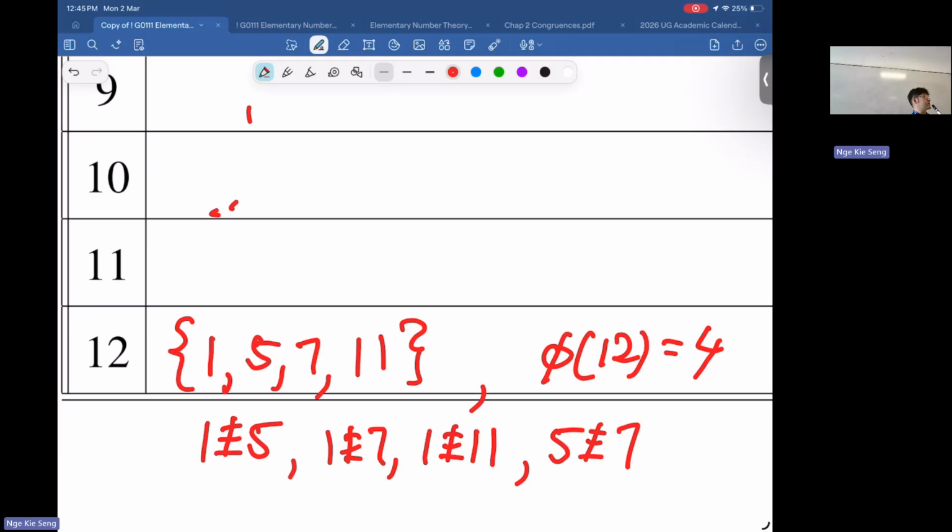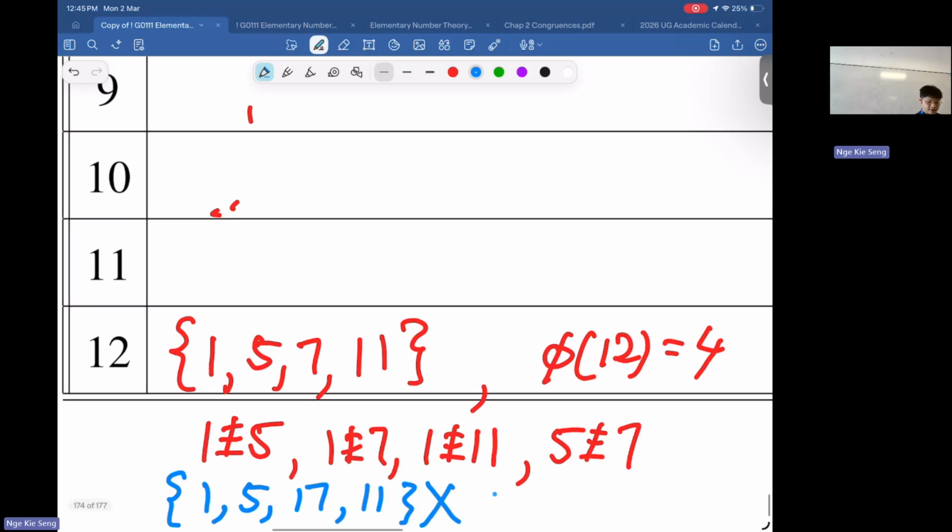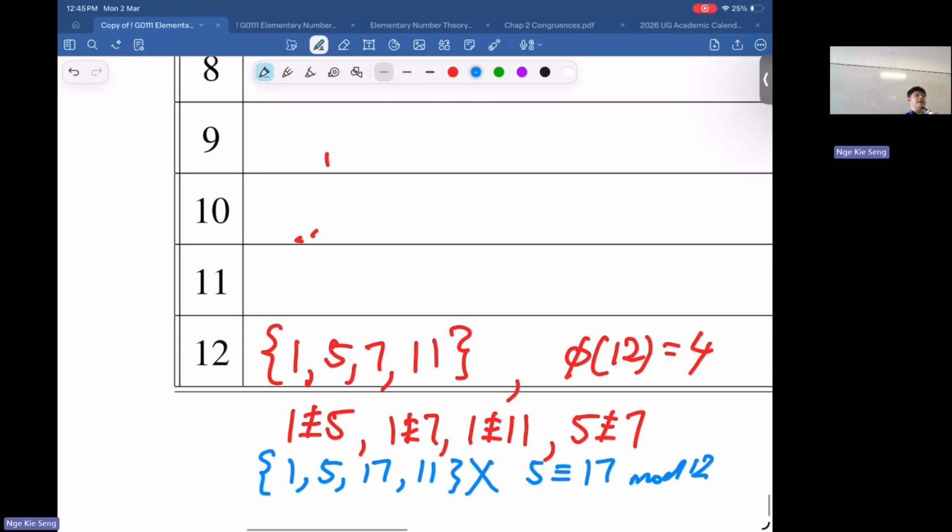Does it make sense? Okay, yeah. But then you cannot choose something like 1, 5, 17, 11. You cannot pick this, because 5 is congruent to 17 mod 12. You need to make sure that all of them are different from each other. Does it make sense? So that you can fully fill your phi of n numbers of them.